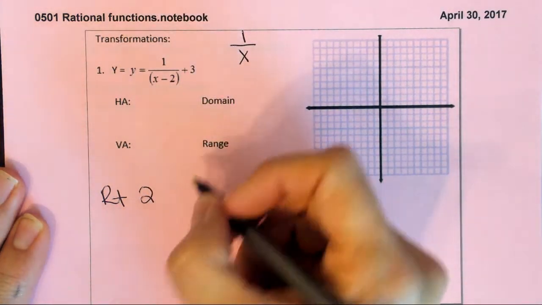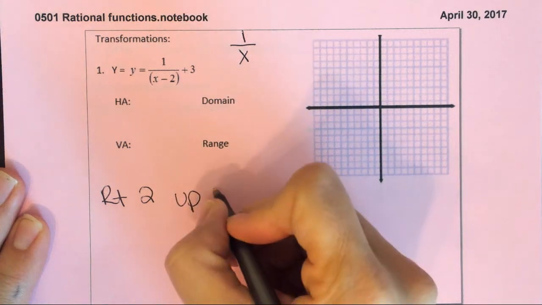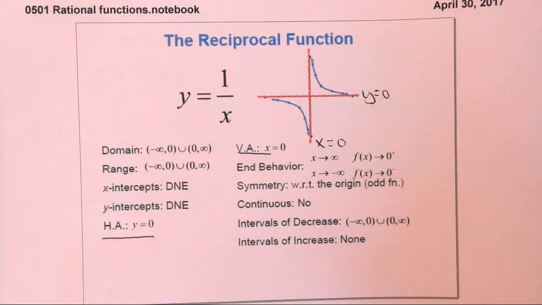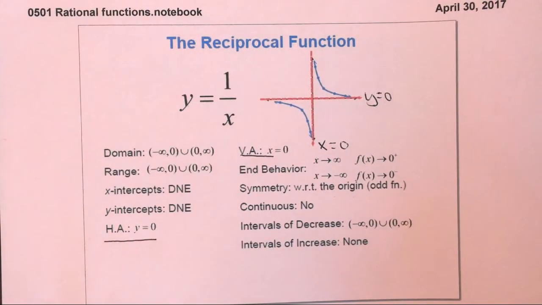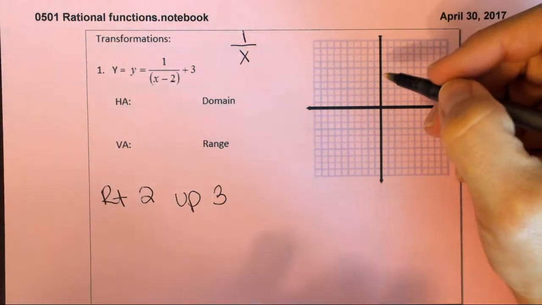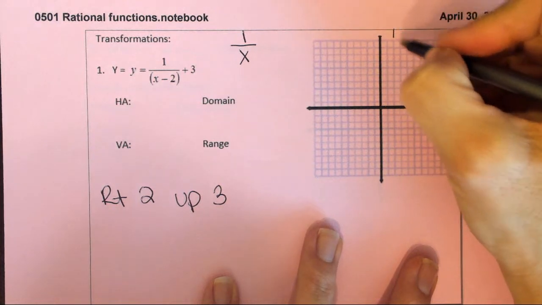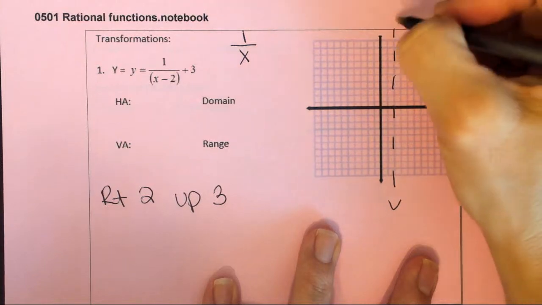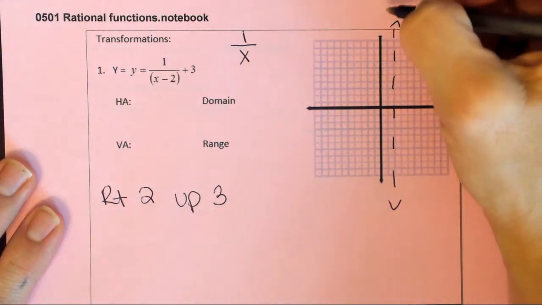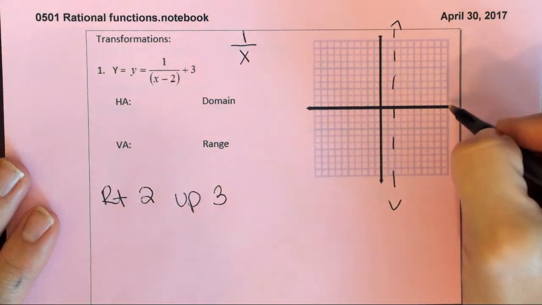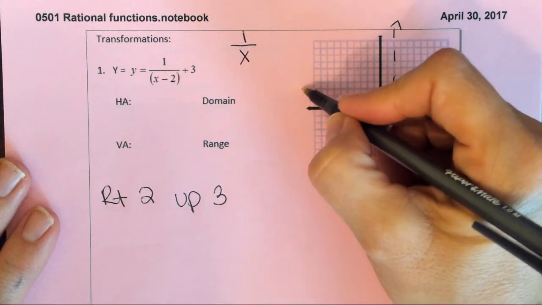Outside of the parentheses is a plus 3, which means I'm going to shift up 3. So I'm going to take this same graph that we had right here, and I'm going to move it right 2, and I'm going to move it up 3. So I usually move my asymptotes first. I'm going to move my vertical asymptote to the right 2. So I'm going to just sketch it in right here, because it was right here at the axis, and now I moved it right 2. I'm going to move my horizontal asymptote up 3. So 1, 2, 3. I move it right here.